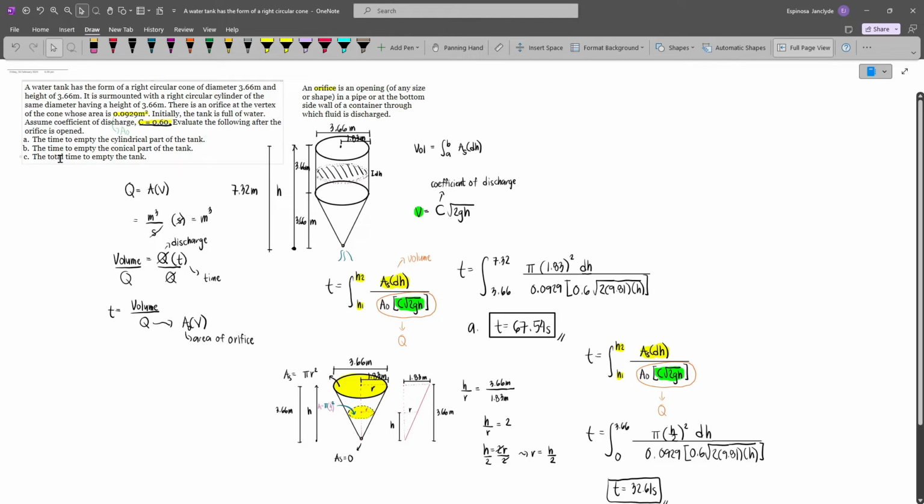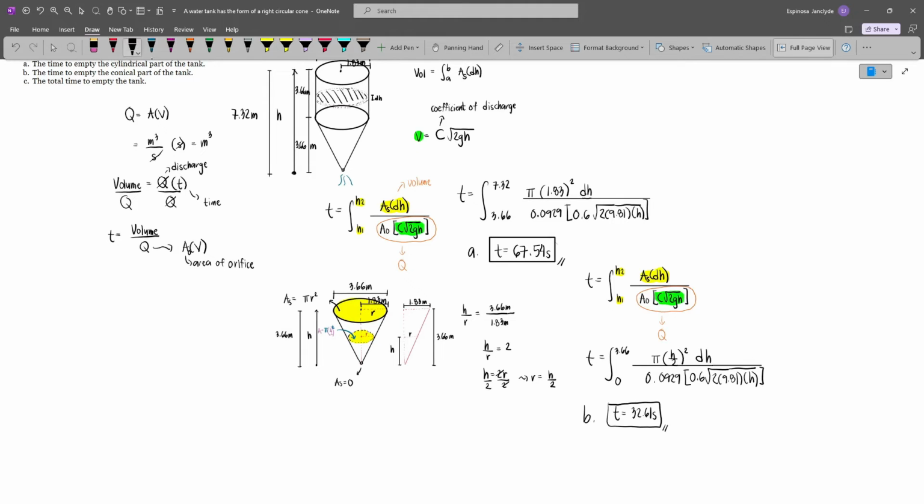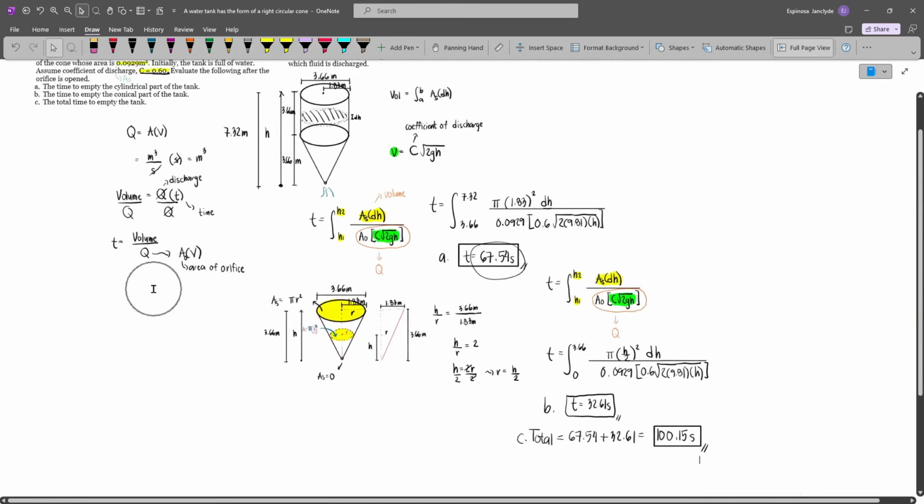And so for letter C, if we are to find the total time to empty the tank, it will just be the sum of these. So for letter C, we have total time is equal to 67.54 plus 32.61, which is 100.15 seconds. By the way, the CALTECH here, we can actually use the stat function.